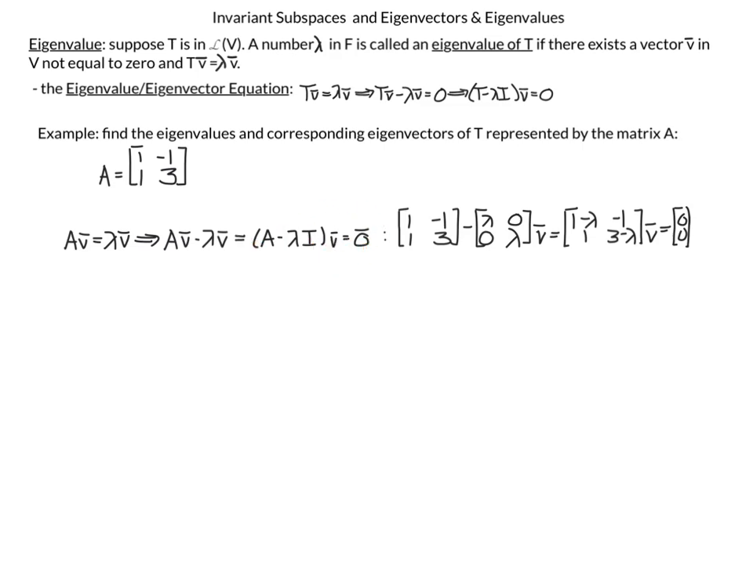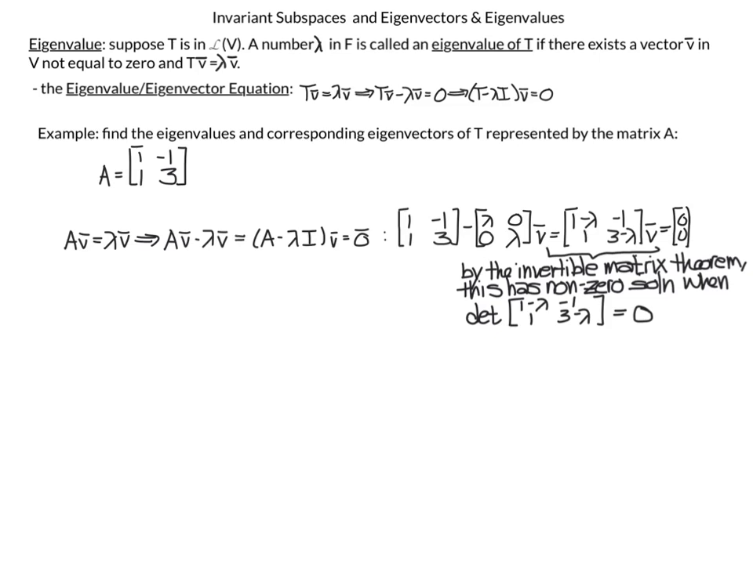We solve this by using our matrix. Here's my A minus lambda I times v, which is the matrix with rows (1 minus lambda, -1) and (1, 3 minus lambda) times v, and again, it is equal to the 0 vector. By the invertible matrix theorem, which is not covered in this class, but covered in all first linear algebra classes, if you don't remember it, don't worry about it. The part we need to know is right here, that this matrix equation has a non-zero solution v when the determinant of this matrix here is equal to 0.